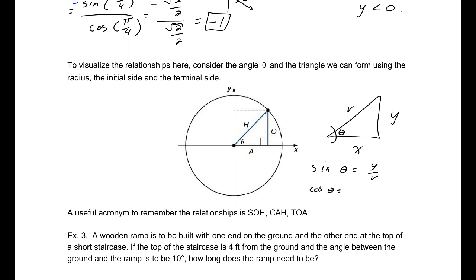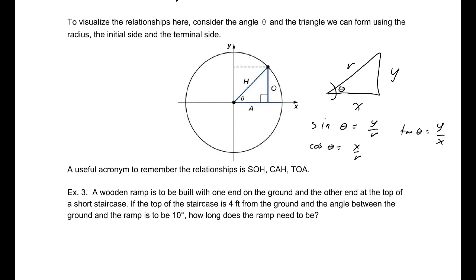Cosine, we said, was x over r in general, which would be the adjacent over hypotenuse. And then tangent. Tangent theta was y over x, which in this case is opposite over adjacent, which is where TOA is coming in.